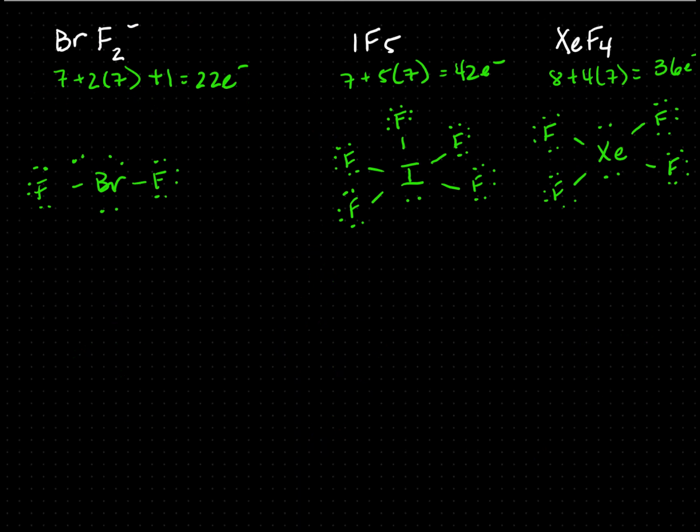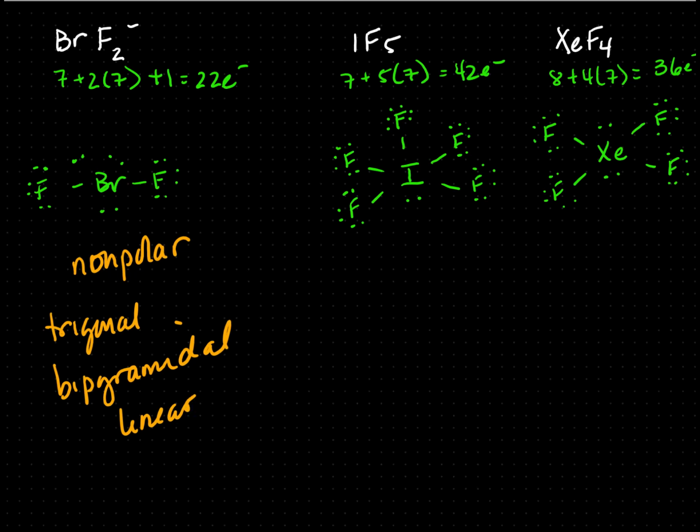BrF2 minus is symmetrical because it has fluorine on the outsides. They're the same element. Since it has lone pairs, it should be polar, but this structure is nonpolar. This is one of the exceptions. This is trigonal bipyramidal linear geometry. So the fluorines make a line and they cancel each other out. The three lone pairs form an equilateral triangle and they repel equally, so they cancel their repulsion out.